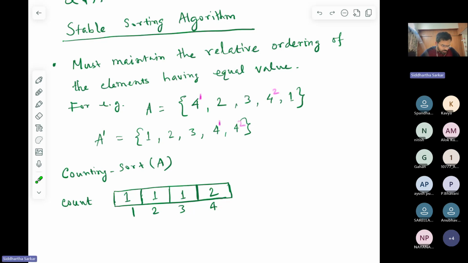The counter is added to 5. The counter is added to 5 in the last slot. So the last input of 4 will be placed at the 5th position of the output array. All right. So the last input 4 will be at the 5th position. That is true. So the first input will be at the 4th position. So I agree with you.